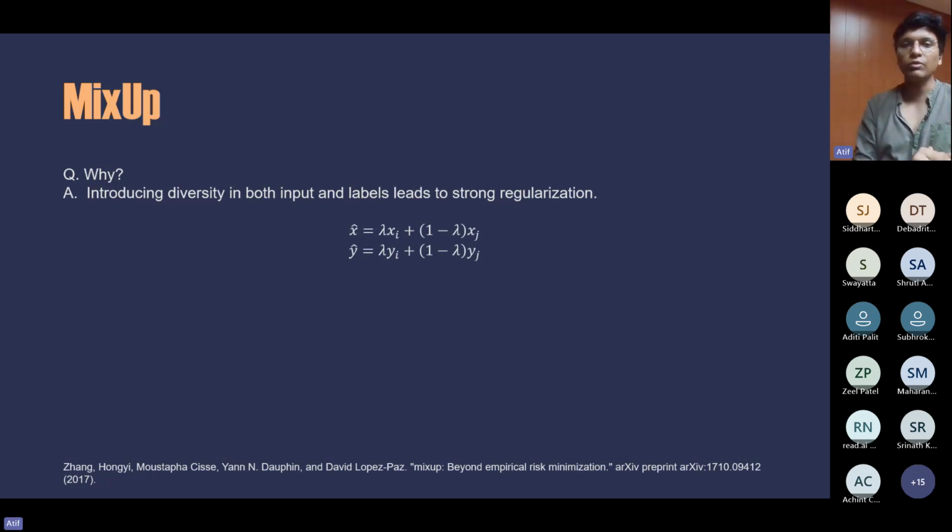So the idea is that if you have two images, let's say xi and xj, what you can do is take lambda xi plus 1 minus lambda xj, where lambda is some parameter between 0 and 1. So basically it mixes the two images based on that proportion. And it does the same thing for the label as well. So lambda yi plus 1 minus lambda yj. Now you can see obviously the labels need to be from different classes. Otherwise, you would basically have the exact same value.